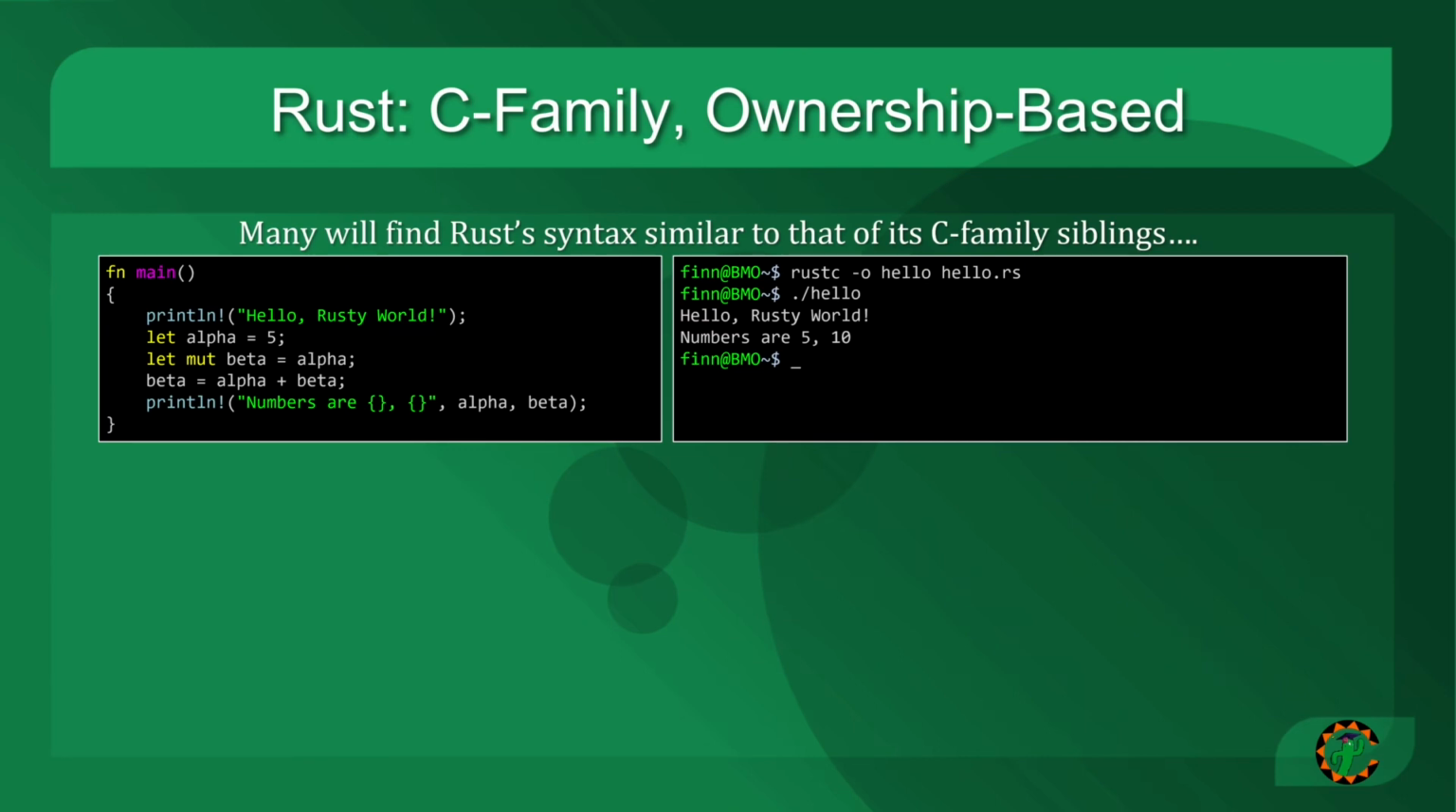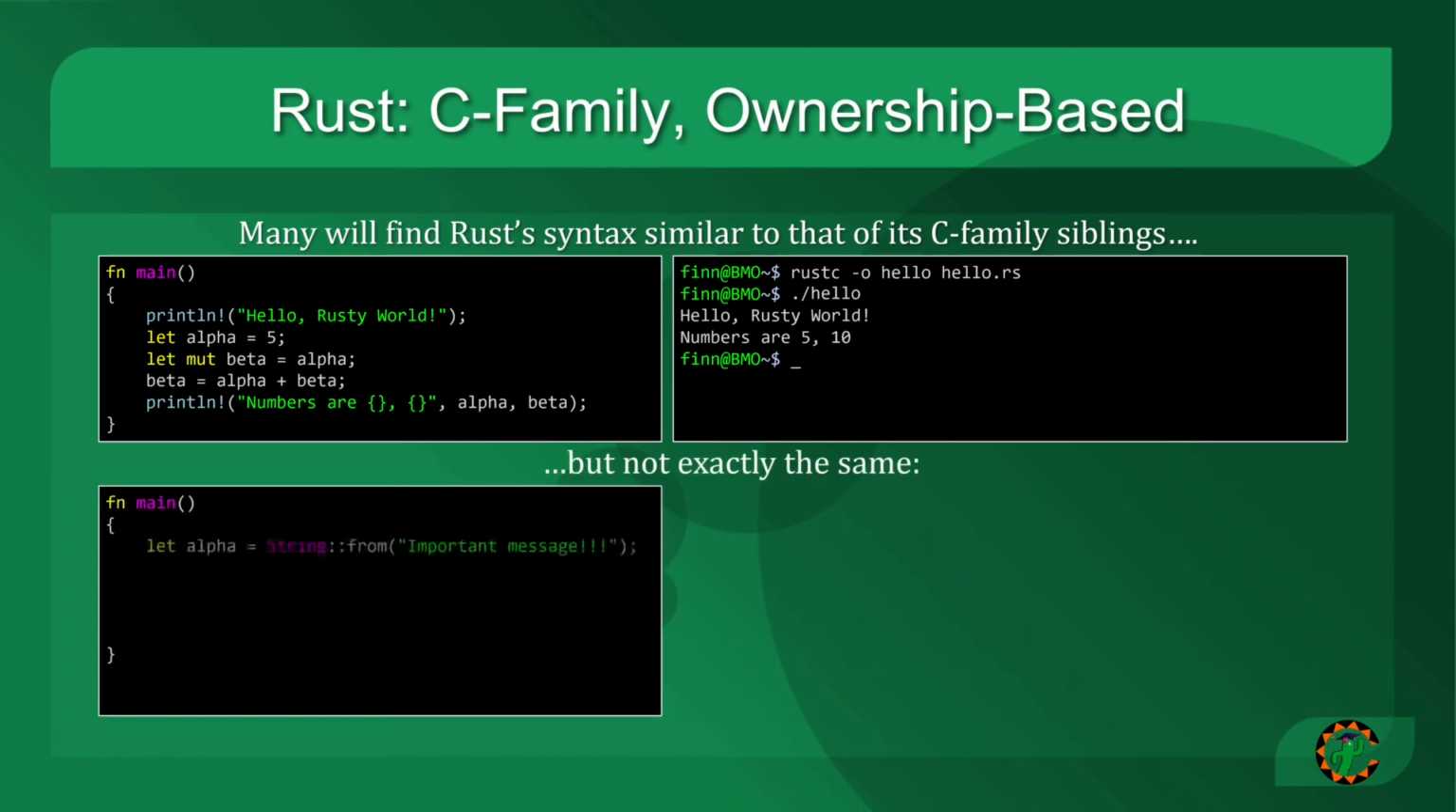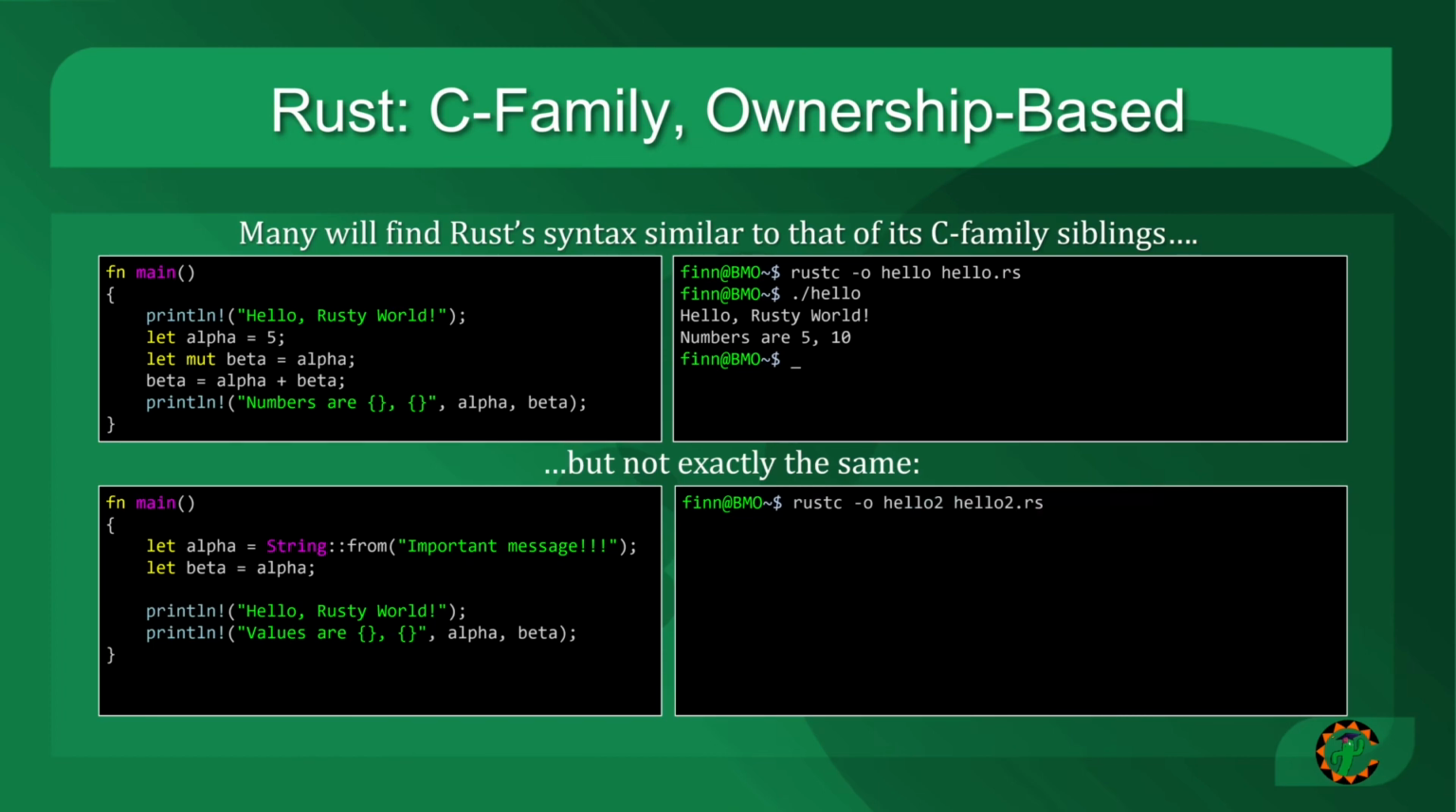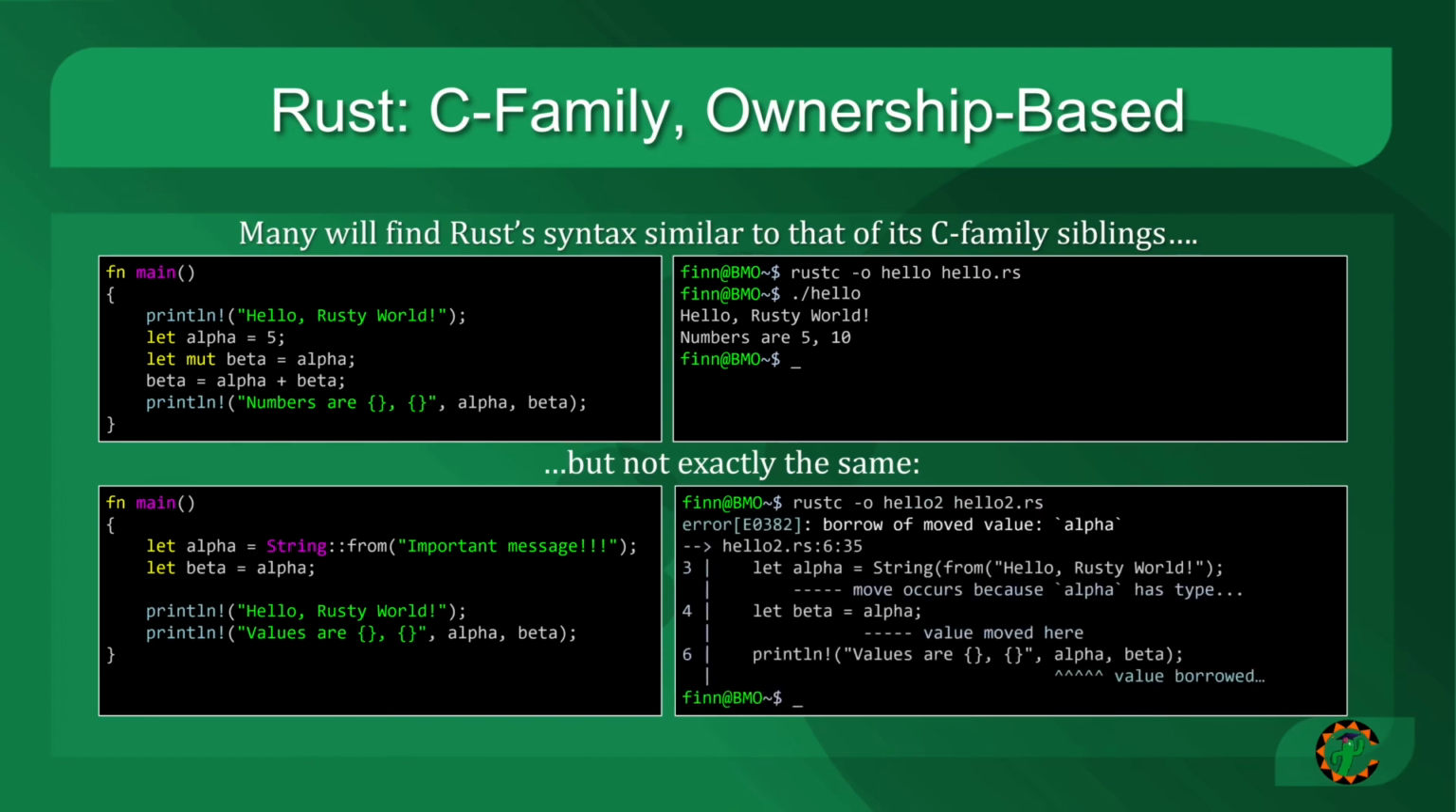With that said, there are some differences, particularly with more complex types. If we try something similar with strings, create a value in alpha, then assign beta to that value, and then we try to print them, we'll get a compiler error. This is because Rust integrates a system of ownership and the borrow checker, which we'll get into later, which makes certain classes of memory errors impossible by virtue of syntax and catchable at compile time instead of requiring runtime checks.